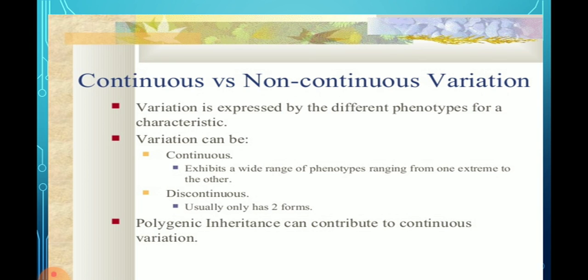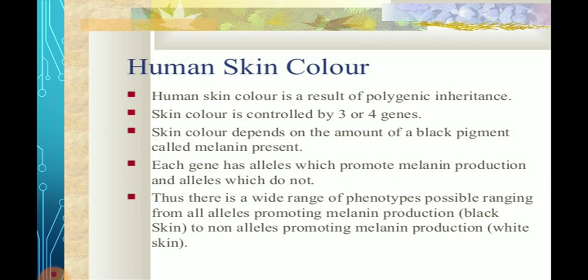And discontinuous or non-continuous means that it usually only has two forms. So polygenic inheritance contributes only to continuous variations, where there is a large number of variations in the same phenotype.